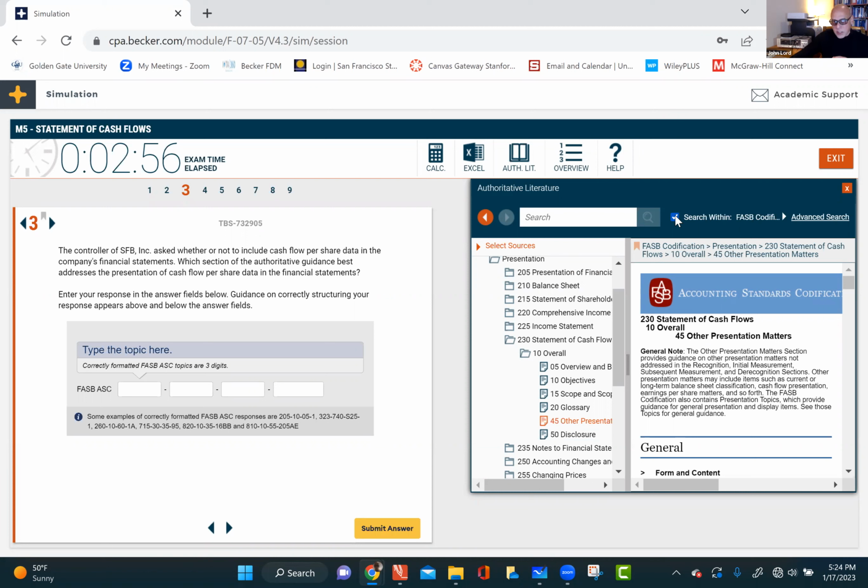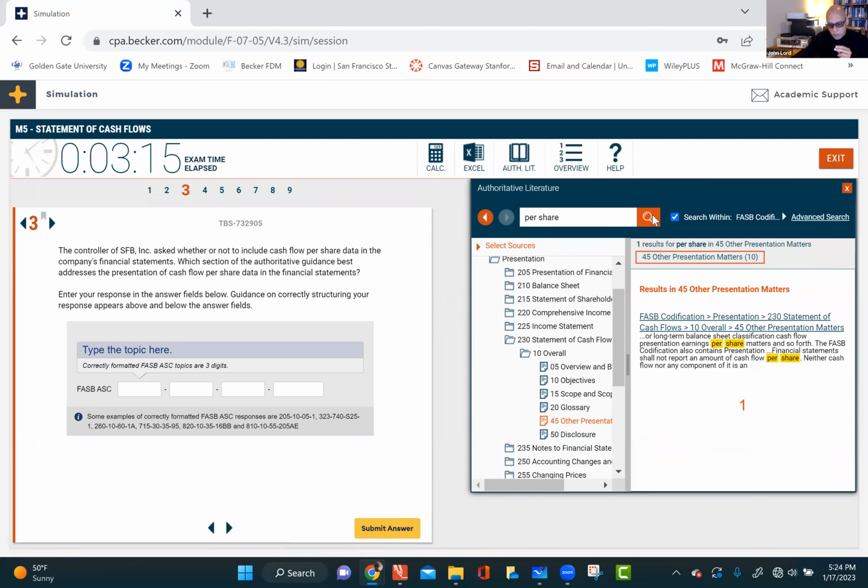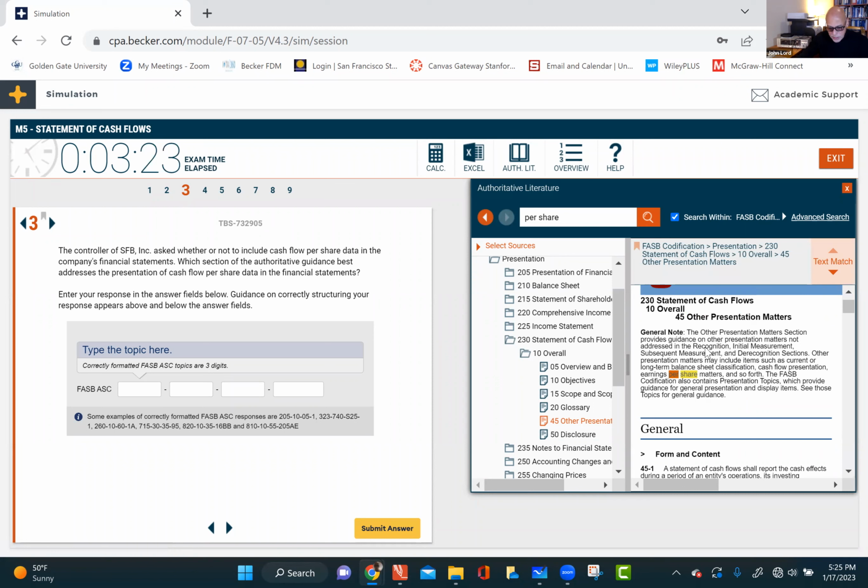So now it's going to be looking in that particular section to see if I can find that information about cash flow per share. Now I don't put the word cash flow in there, because if I did, I would basically be seeing the word cash flow all over the statement of cash flows. So I'm trying to refine that by putting the information per share. And I come over here, and when I open this up, it says other presentation matters section provides guidance, and it says information about earnings per share, etc.